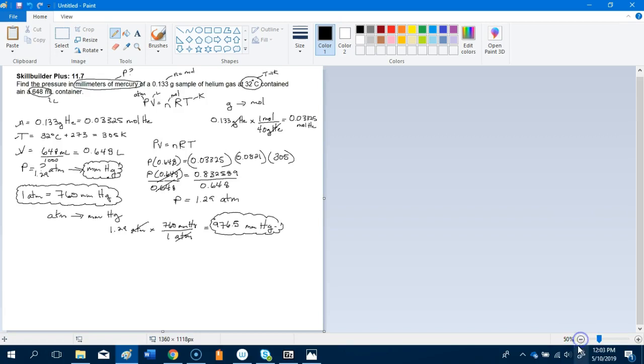So lots of conversions going on in Skill Builder 11.7. Always remember to check your units in your variables and make sure that they are the correct ones to use. Convert any that are not, and always look to see what unit the question wants the answer to be in. So if I didn't look closely, I might have given the pressure as 1.29 atmospheres when actually the question requested that the pressure was given as millimeters of mercury. So I need to do one more conversion right here. So that's Skill Builder 11.7.